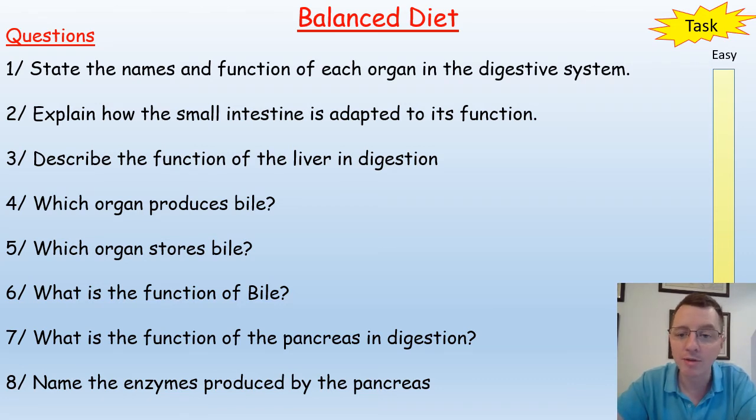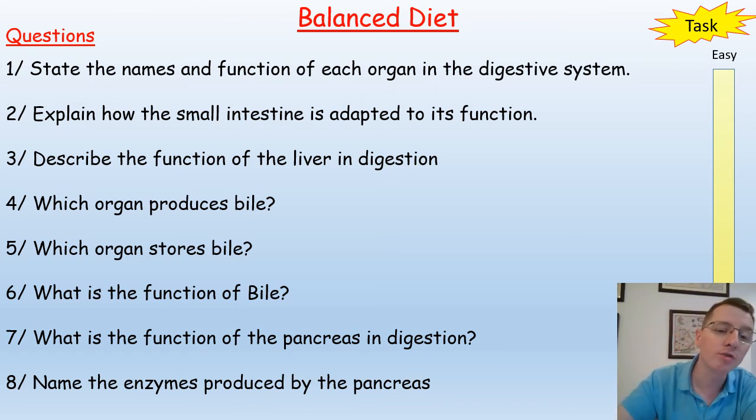Describe the function of the liver in terms of digestion. Well, the liver produces bile, and that's also the answer to question 4. The liver produces bile. But the liver also will store and break down many chemicals that come straight from digestion. So it might store any excess glucose, and it will break down any toxins or poisons like alcohol that you've ingested. The organ that stores the bile, that organ is the gallbladder.